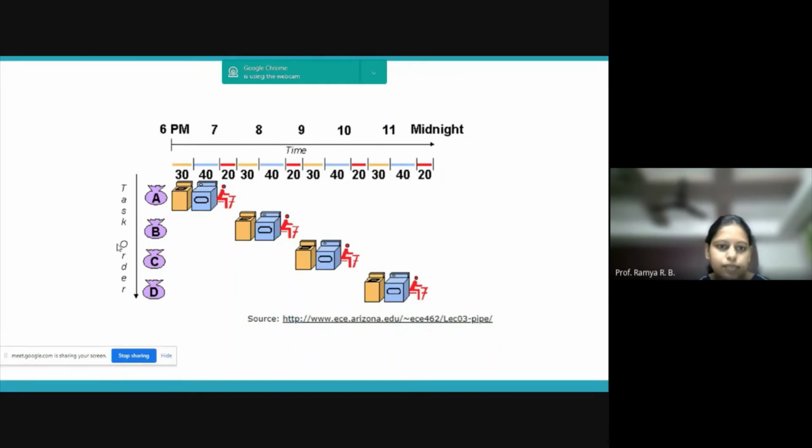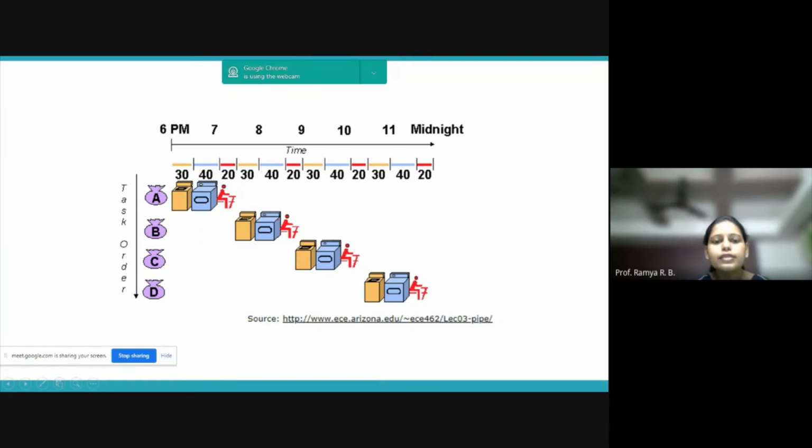There are 4 bundles of laundry which is to be done. And then there are 3 subtasks in that, okay? First is you have to wash that. Second thing is you have to dry that. And then third thing is that you have to fold it, okay? So washing, drying and folding. So there is a person who has to do 4 bundles of laundry where washing takes 30 minutes, drying takes 40 minutes and folding takes 20 minutes.